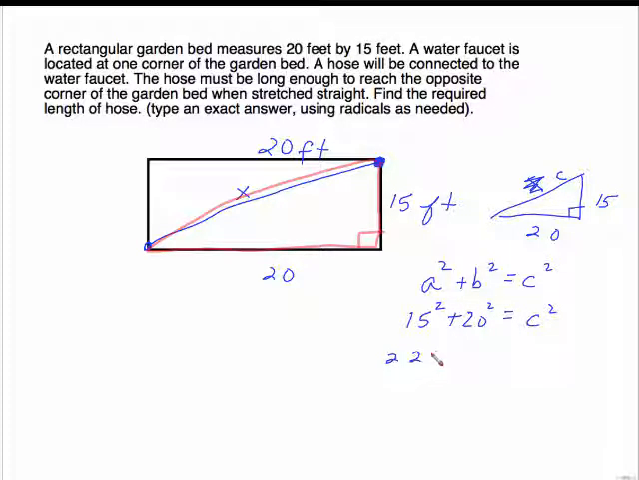15 squared is 225. 20 squared is 400. Add those up is 625. To undo c squared, we will take the square root of both sides, and this one also happens to come out even, and that is 25 feet.